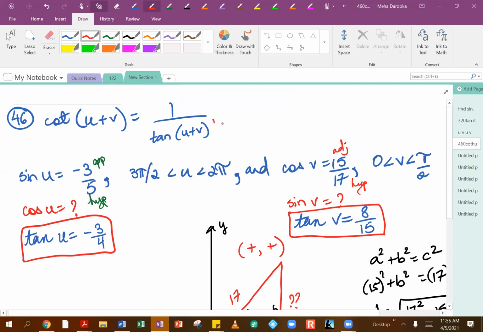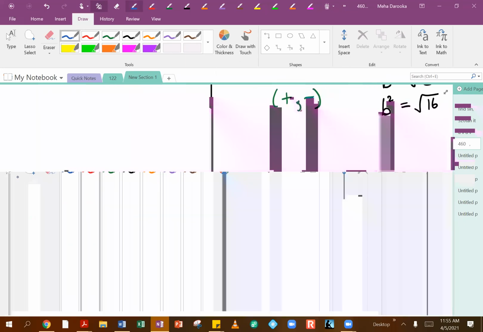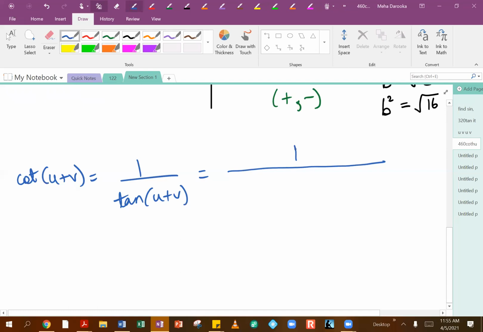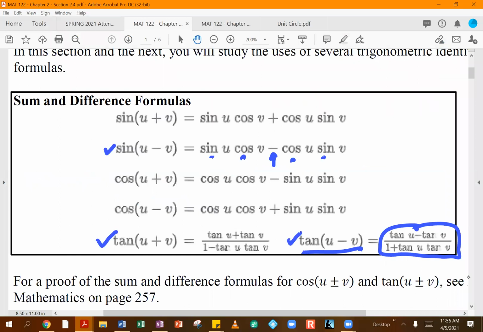Now you are ready to go ahead and solve this equation over here. So let's come back down here. We've got cotangent of U plus V, which is 1 over tangent of U plus V. So this will end up staying in the denominator. Now, remember, tangent of U plus V also gives us a fraction. So this entire fraction is going to end up staying in the denominator. And then, of course, we'll have to clean this up when we get to our final answer, but that's basically where you are starting out.